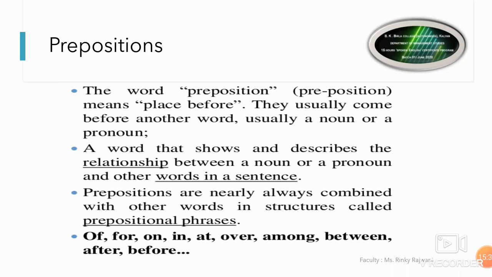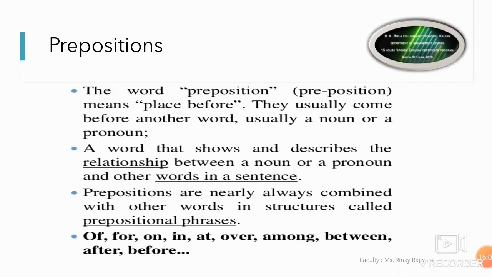Right? So a word that shows and describes the relationship between a noun or a pronoun or other words in a sentence is called a preposition. Prepositions are nearly always combined with other words in structures called prepositional phrases. What are examples of it? Like of, for, on, at, over, among, between, after, before.